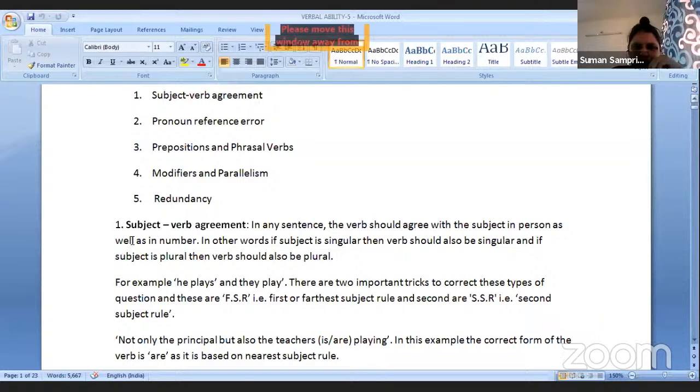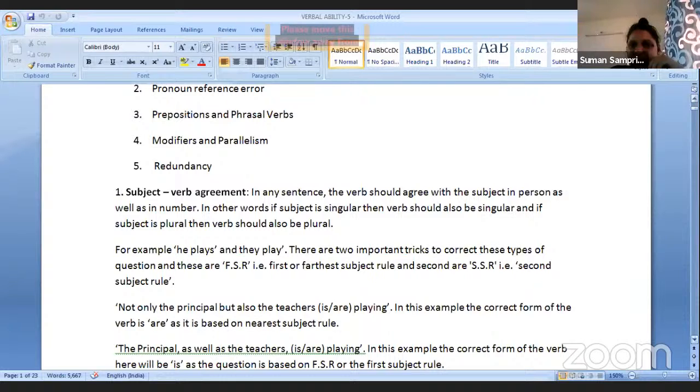So basically, in subject verb agreement, in any sentence the verb should agree with the subject in person as well as in number. In the first session we have already discussed it. What does it mean? By number, here we mean singular or plural. In other words, if the subject is singular, then the verb should also be singular. If the subject is plural, then the verb should also be plural.